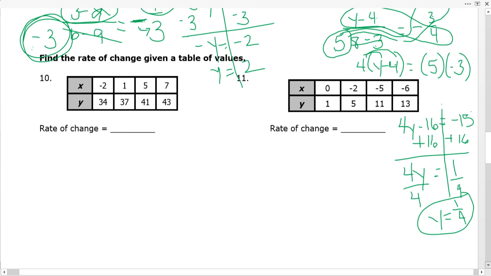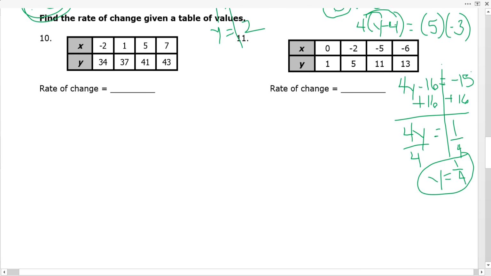We're finding the rate of change. Oh, that's what else I forgot to tell you. Rate of change is slope, which is m. So m, slope, rate of change are all the same. And y'all have done rate of change before.